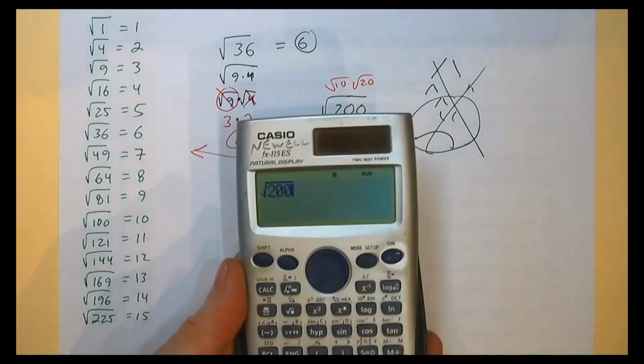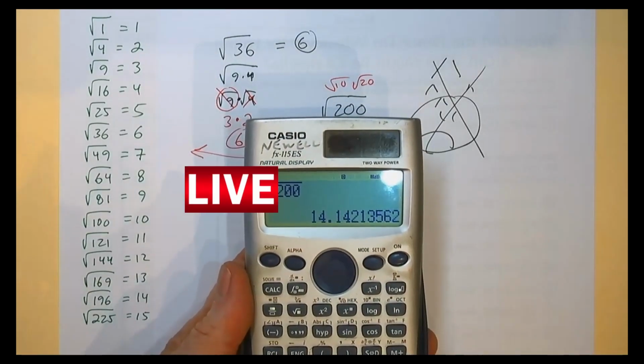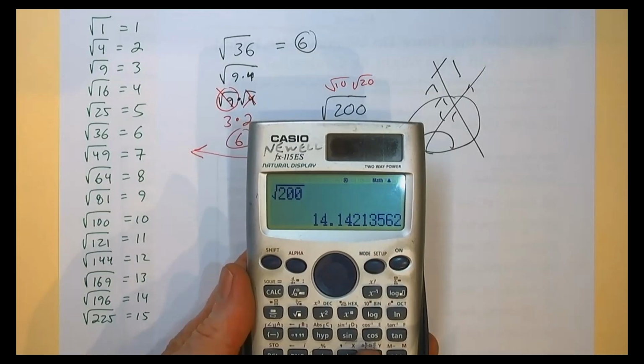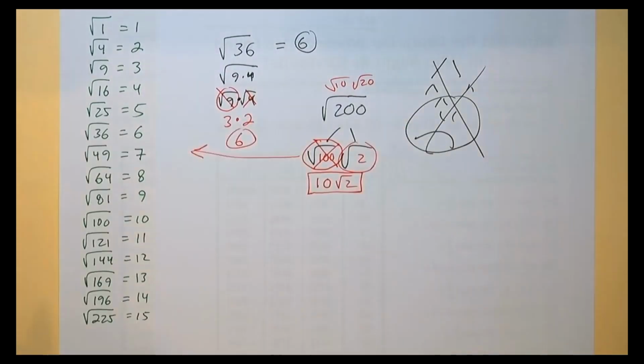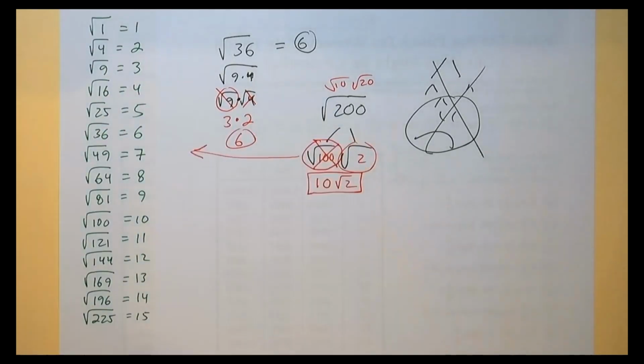And let's see if I am right. My Casio is so smart. And it's right. If you did it as a decimal, there it is, 14.14. Yeah, makes sense. But 10 times the square root of 2 is the same thing. So you pick something on the list, put it first.